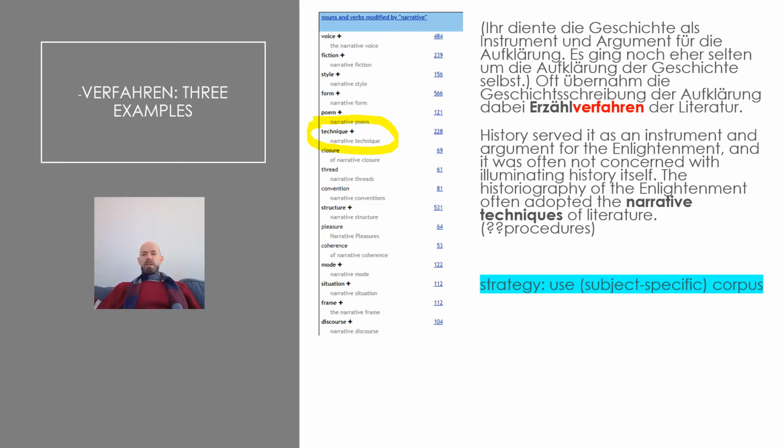History served it as an instrument and argument for the Enlightenment, and it was often not concerned with illuminating history itself. The historiography of the Enlightenment often adopted the narrative procedures of literature. This is actually the translation that the anonymous translator produced. I've now replaced it by narrative techniques, which is the correct solution.